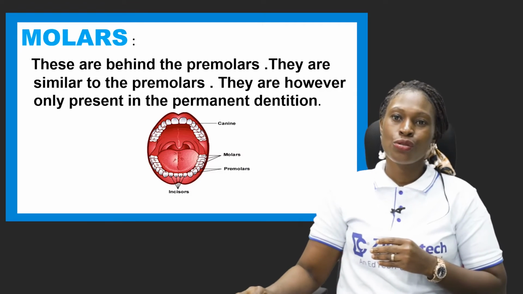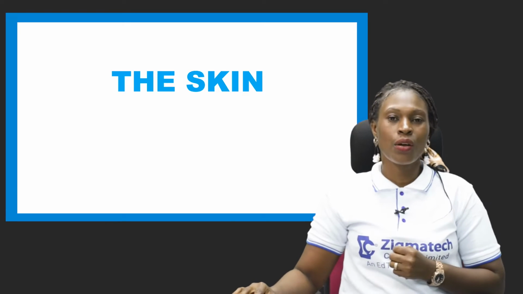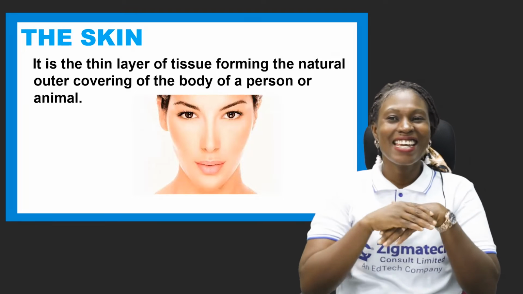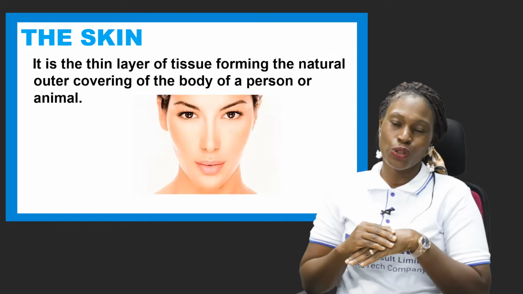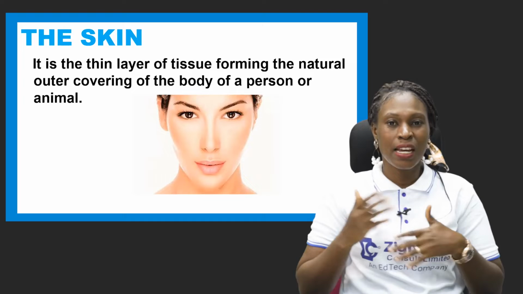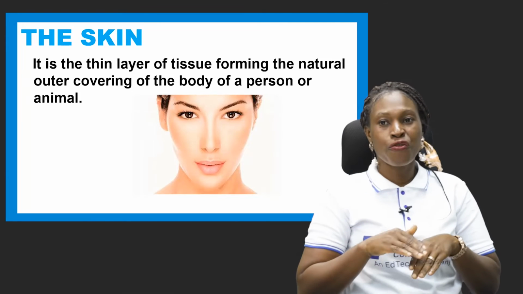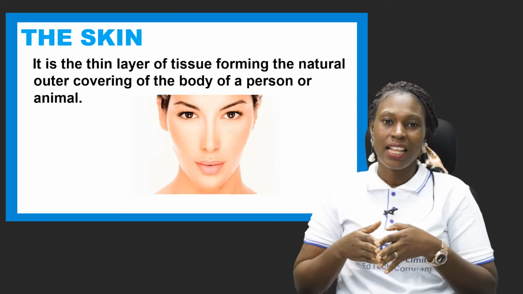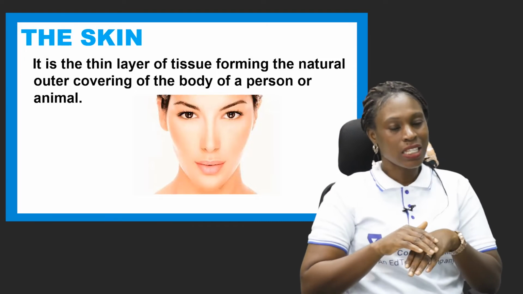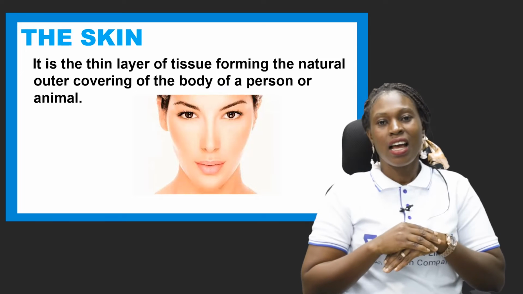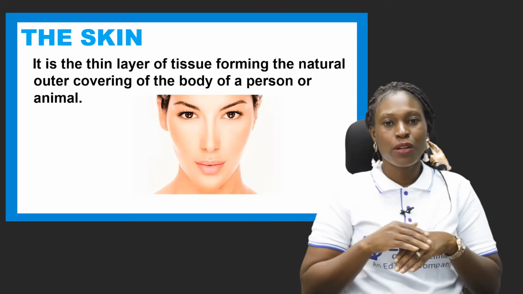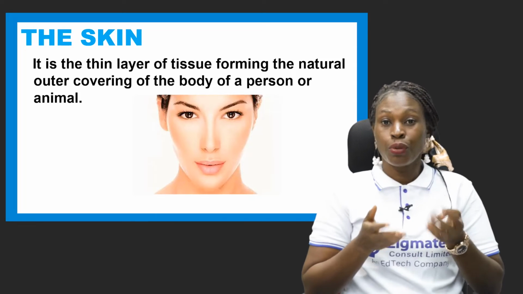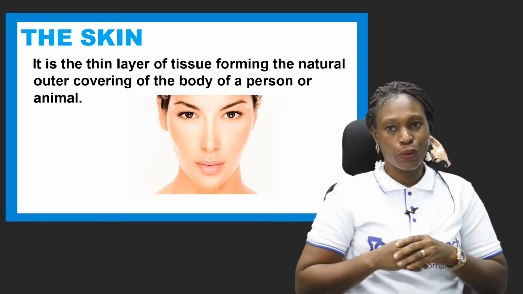Let's move on to the skin. Let's look at another part of the body, the skin. Now, the skin is a thin layer of tissue. It's divided into two, the dermis and the epidermis. It's a natural covering that covers the body of a human or animals. There's a whole lot inside the body, and the skin helps to cover that. So it is an external part of our body, an outer part that covers the body of a person or animals.